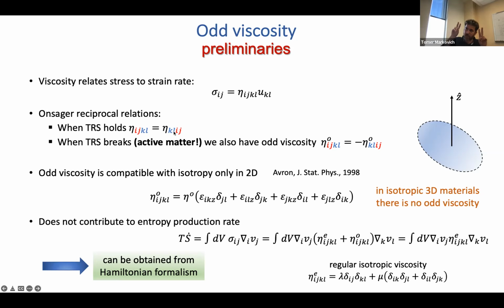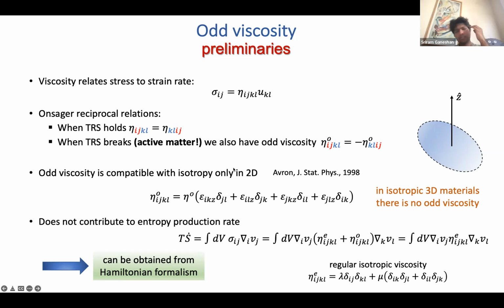So if I exchange the first two and last two indices, eta must be the same. But when time reversal breaks, which is always the case in active matter, which is what I'm going to talk about, you should expect to see something which is odd. So odd viscosity: it takes a minus sign when you exchange the first two and last two indices, and it should also be odd under time reversal. This is what I call odd viscosity, or what everyone calls odd viscosity.